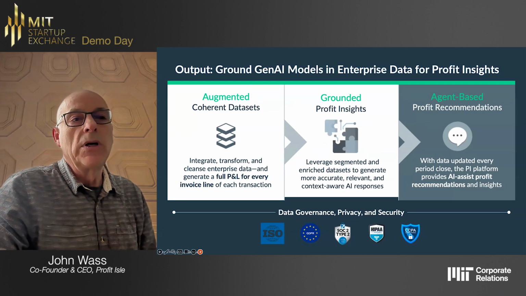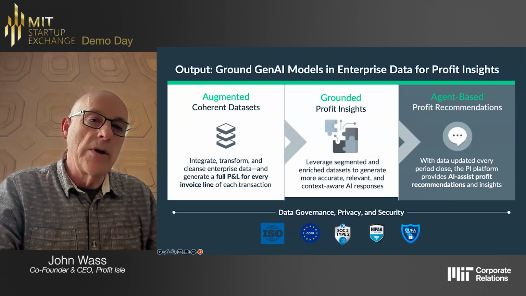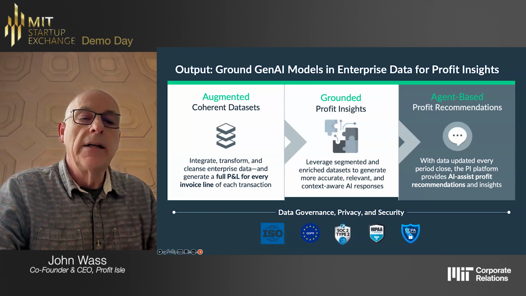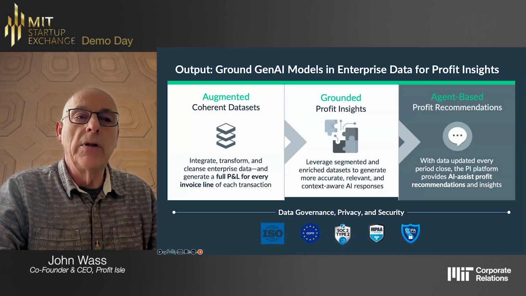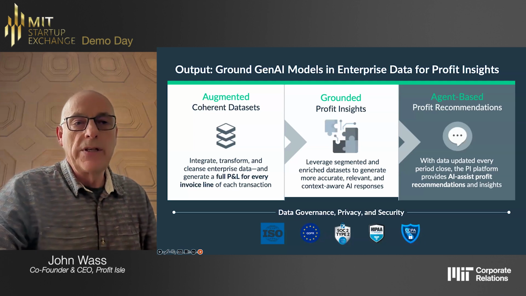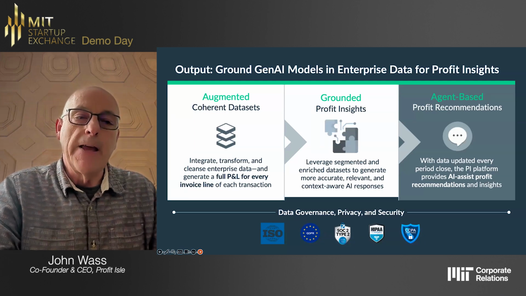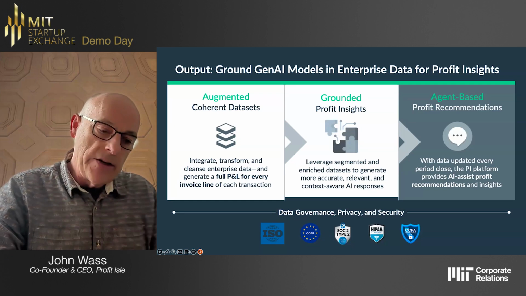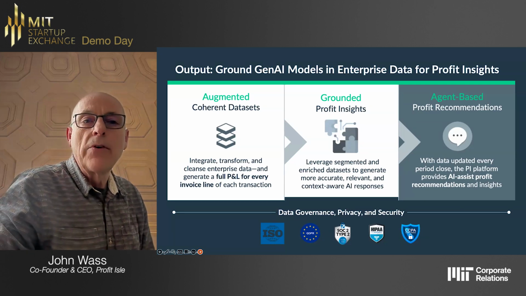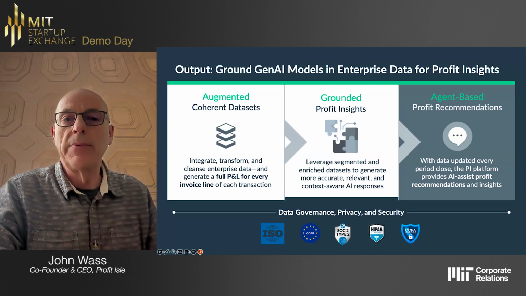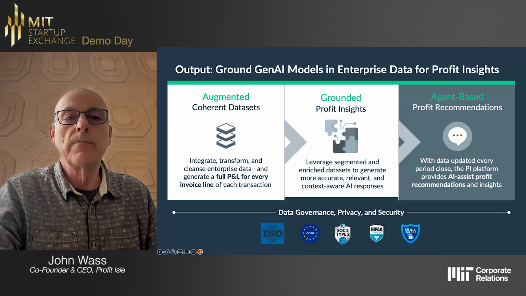So we augment these data sets. We're taking ERP data, freight data, HRIS data, all the data available. We're transforming it into these profit and loss statements at the lowest level. We're then segmenting and adding value to those data sets and using that as the basis for agentic recommendations on the overall profitability inside the corporation.